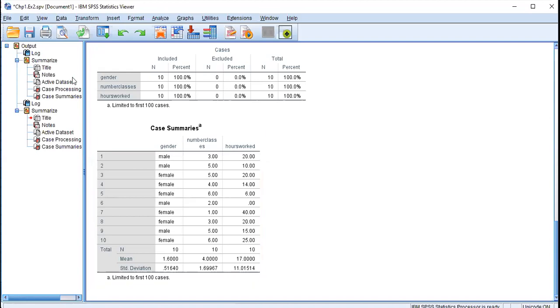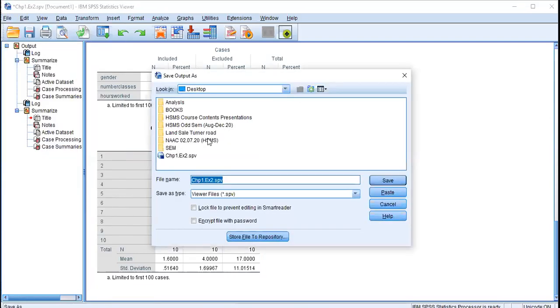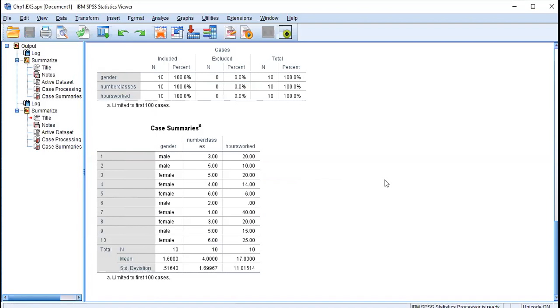So we can save the file, we move to file, we say save as, and then we say chapter 1, exercise 2 was already done. So let's make it exercise 3 now. And what I do is I say chapter 1 dot exercise 3, and then the moment I say save, it is being saved in my desktop.